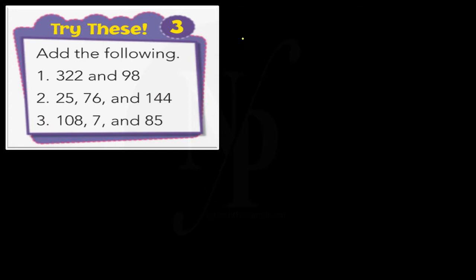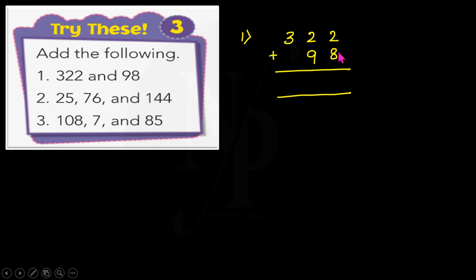So here is the solution for question number 1. I write down the number 322 and I write down the number 98. 9 is at tens place and 8 is at ones place. So now we have to add these 2 numbers. So I put a plus sign here. We begin addition from ones place. We add 2 and 8 first.